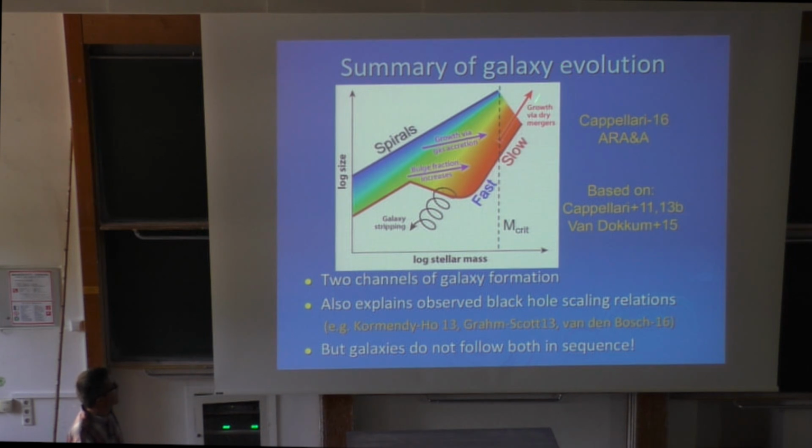and move. In this case, I won't have time to discuss it, but during the dry merging channel you expect galaxies to move roughly parallel to this edge, as you actually observe. And this is the reason why galaxy properties don't change along these tracks, because galaxies move with dry merging, so there is no gas involved. The stellar population doesn't change.